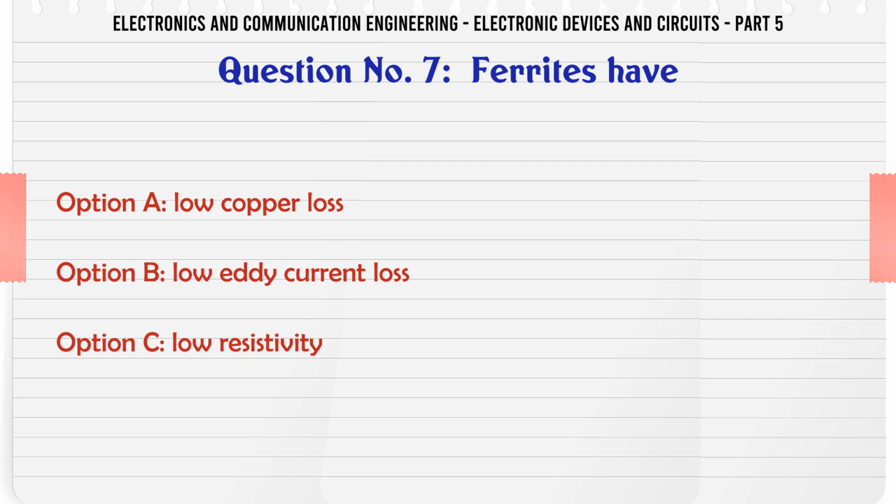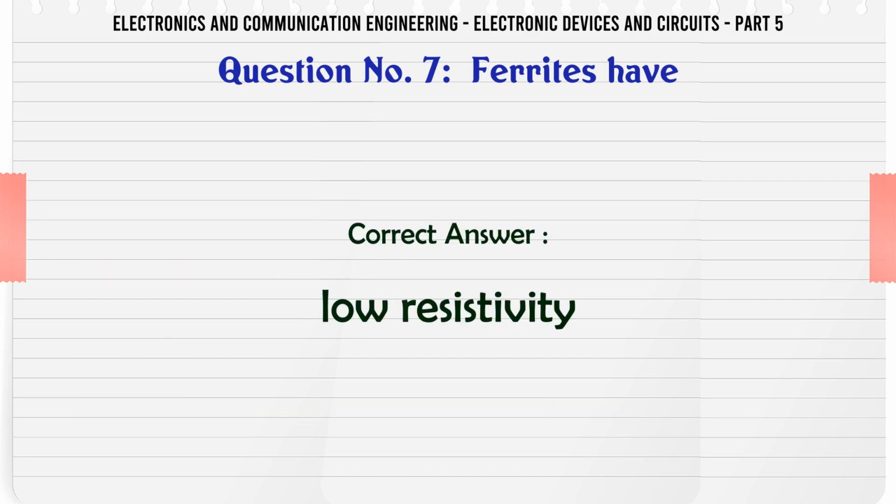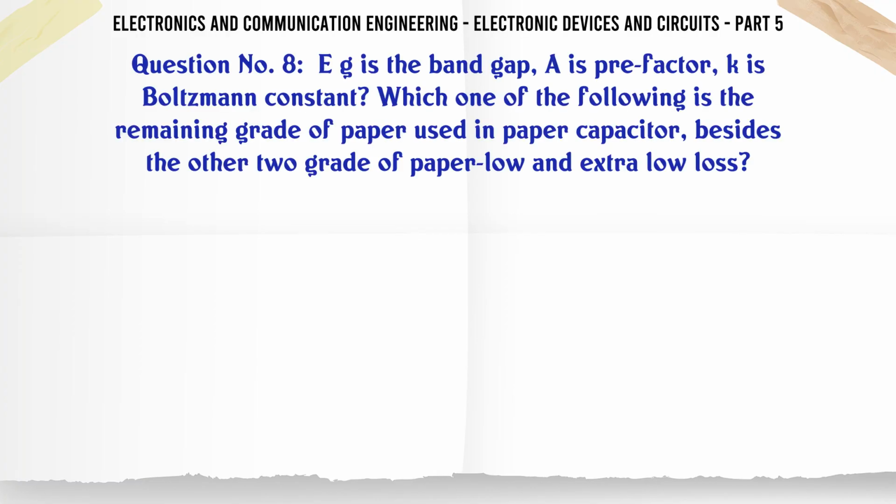Ferrites have A: Low copper loss, B: Low eddy current loss, C: Low resistivity, D: Higher specific gravity compared to iron. The correct answer is low resistivity. Here, Eg is the band gap, A is pre-factor, K is Boltzmann constant.